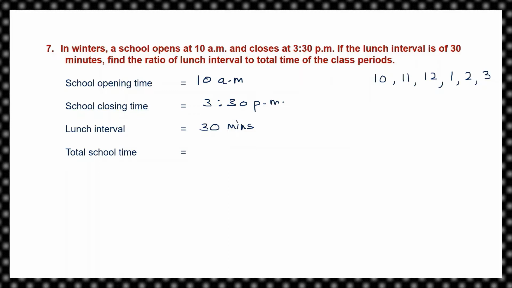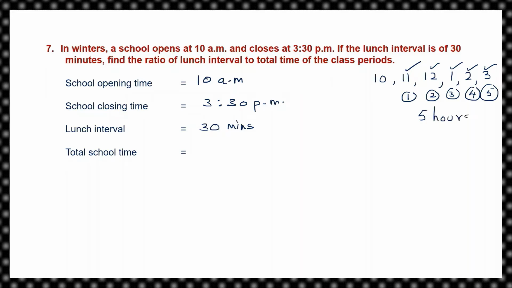So from 10 to 11 is 1 hour. From 11 to 12, that makes it 2. 12 to 1 is 3. 1 to 2 is 4. And 2 to 3 is 5 hours. So from 10 o'clock to 3 o'clock, we have 5 hours.